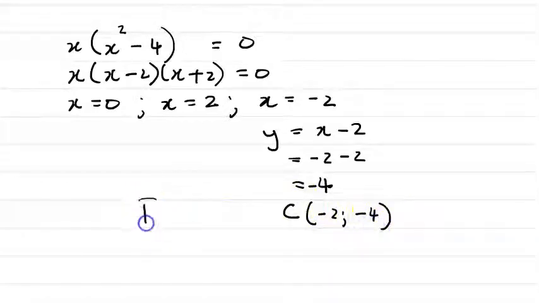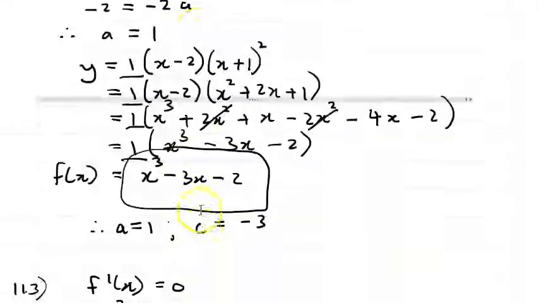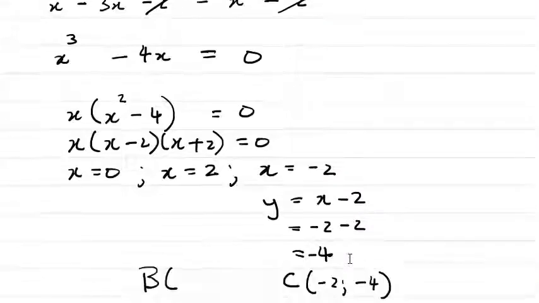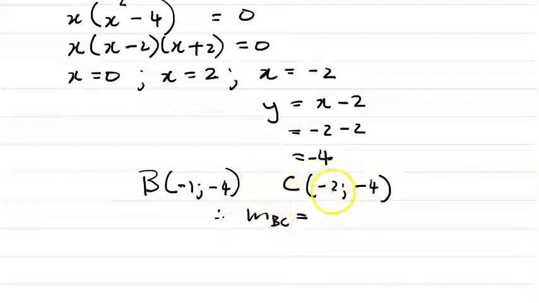Now we already know that the coordinates of B is 1 and minus 4. So 1 and minus 4. Therefore, the gradient of BC is equal to minus 4 minus minus 4, which is 0, over minus 2 minus 1. So we're going to get 0 regardless.